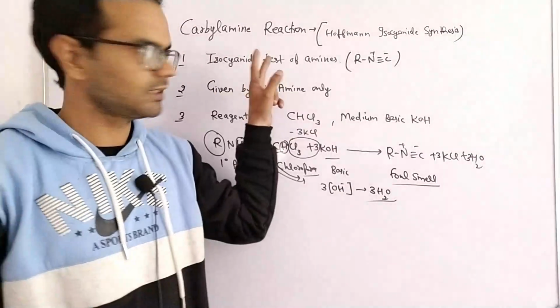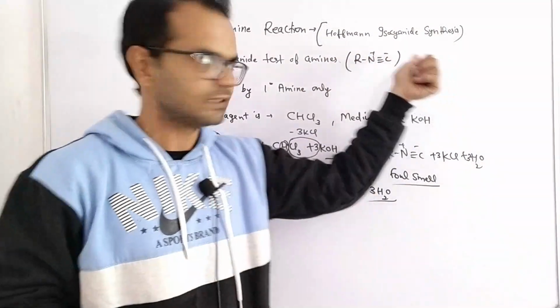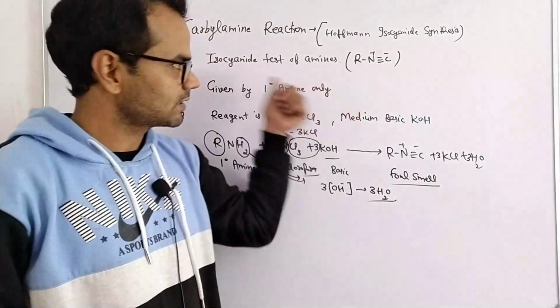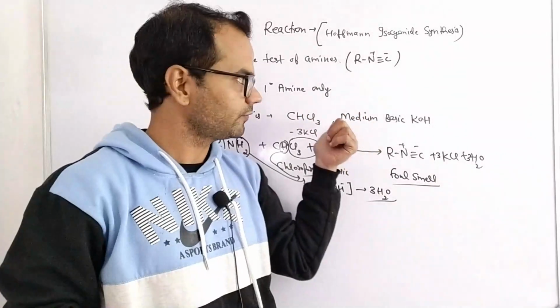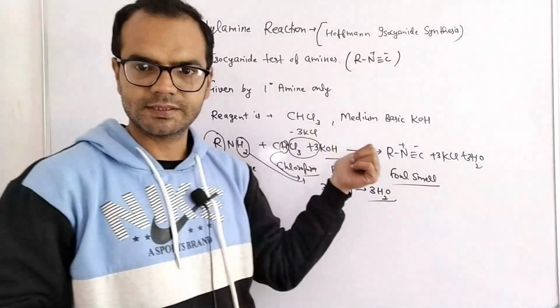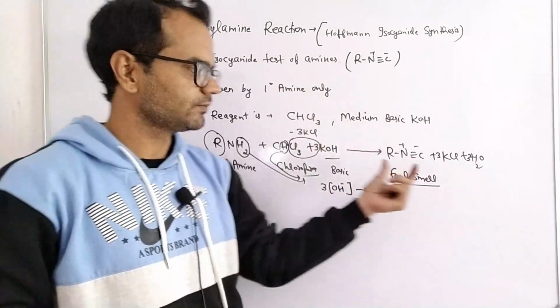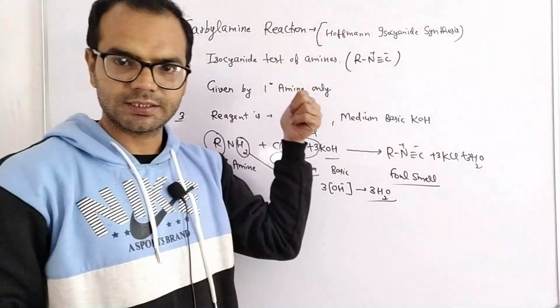So the carbylamine reaction is also known as the Hofmann isocyanide synthesis as well as the isocyanide test of amines. And this test is given by primary amines only. Secondary and tertiary amines are unable to react with chloroform in the presence of a basic medium. So the end product of this reaction is an isocyanide. That's why it is also called an isocyanide test.